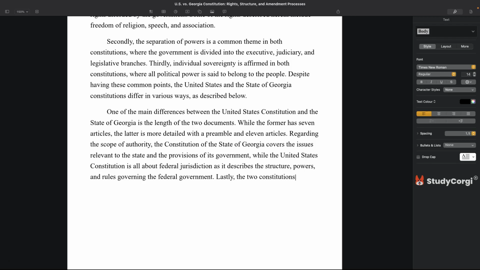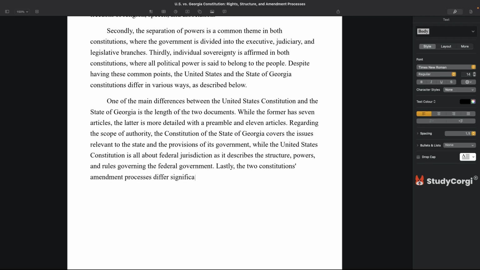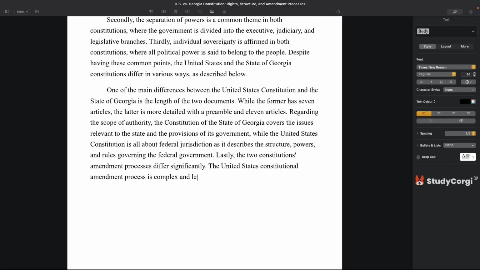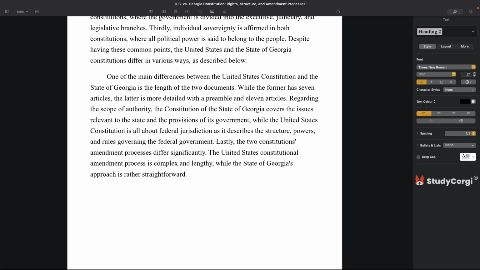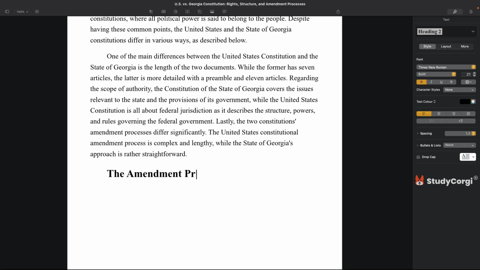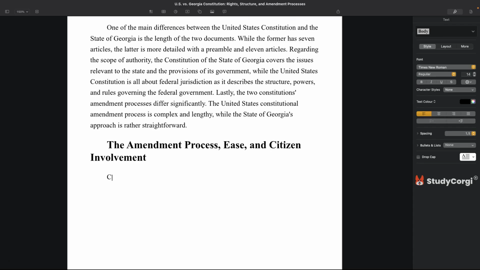Lastly, the two constitutions' amendment processes differ significantly. The United States constitutional amendment process is complex and lengthy, while the state of Georgia's approach is rather straightforward. The amendment process, ease, and citizen involvement.